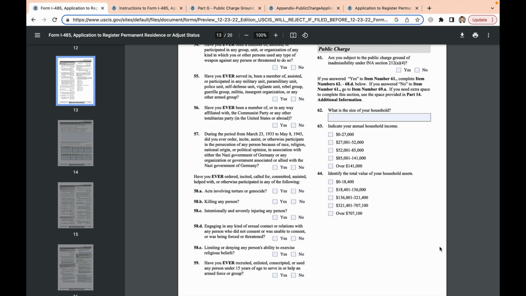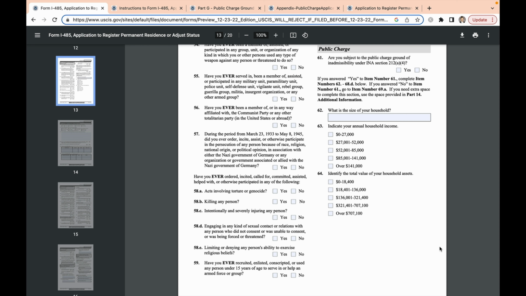Okay, so let's start with question 62. It asks for the size of the applicant's household. The applicant must include himself or herself and the following persons if they're residing with the applicant: the applicant's spouse, the applicant's parents, the applicant's unmarried siblings under 21 years of age, and the applicant's unmarried children. It also includes any other individuals, including a spouse or child not physically residing with the applicant, who are listed as dependents on the applicant's federal income tax return, and any other individuals who list the applicant as a dependent on their federal income tax return.